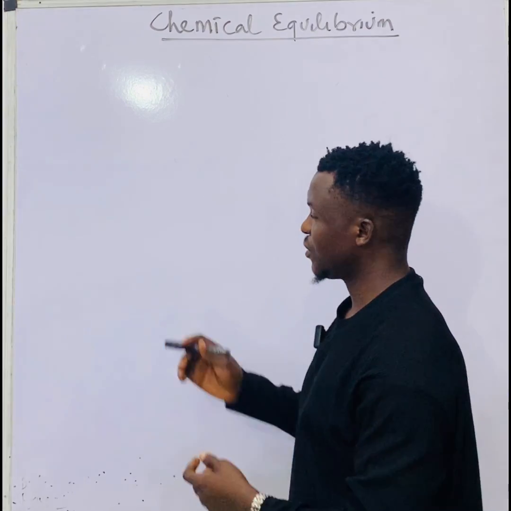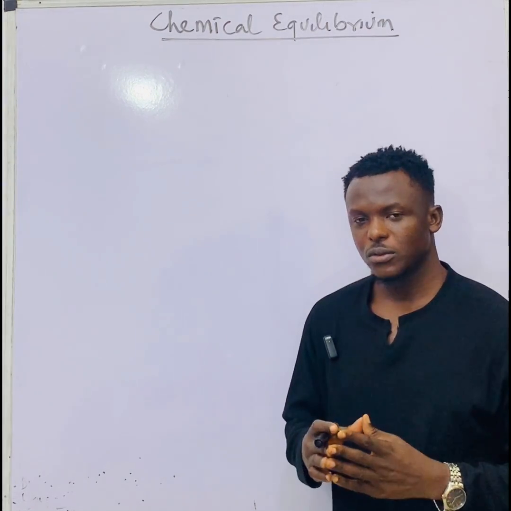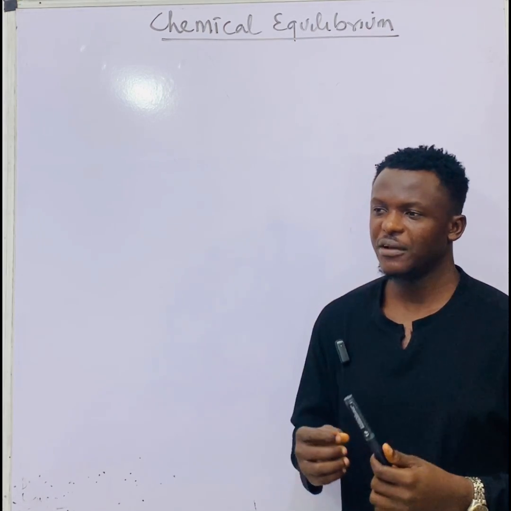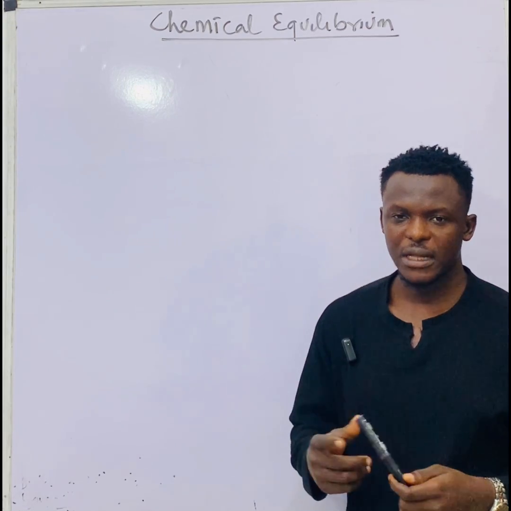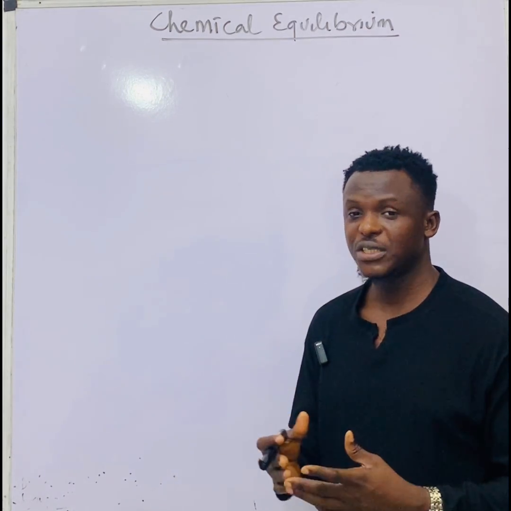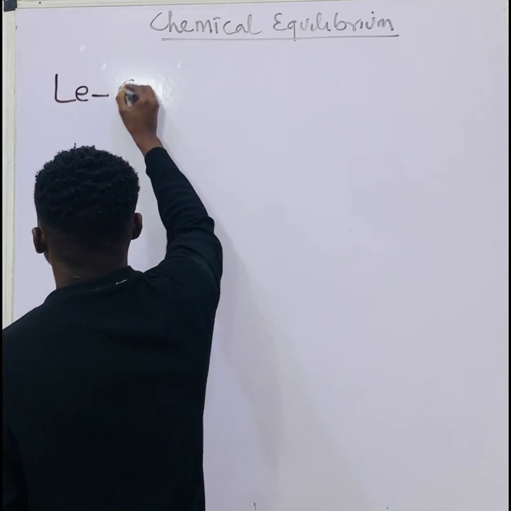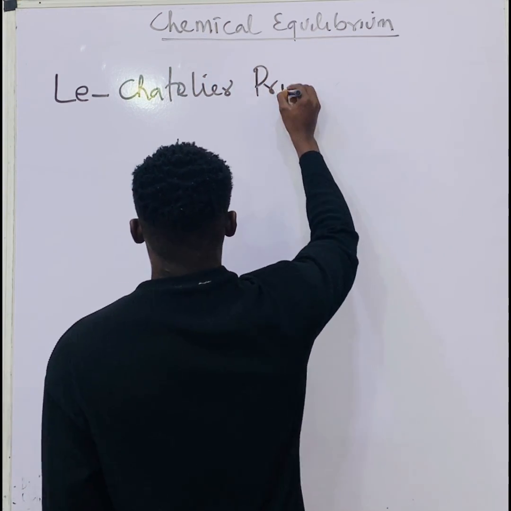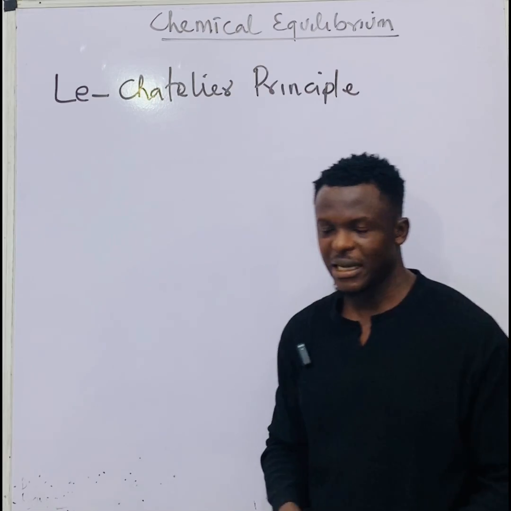So the next thing we're going to be talking about is a rule or a principle that guides a reaction in equilibrium. In chemistry, virtually we have rules guiding almost every reaction or every calculation, right? So in chemical equilibrium, the law or the principle guiding chemical equilibrium is what we call the Le Chatelier principle. Right?